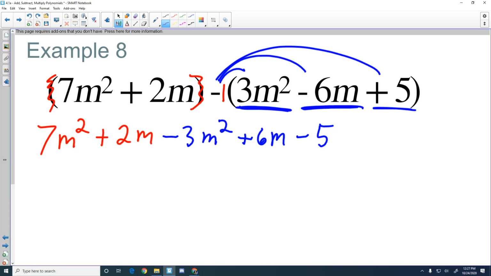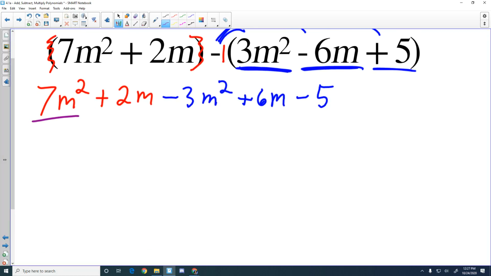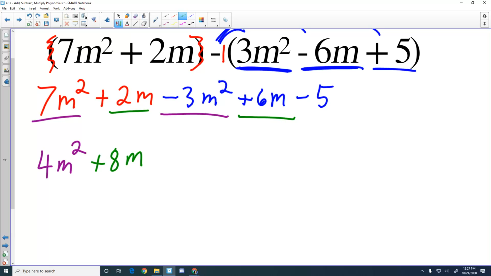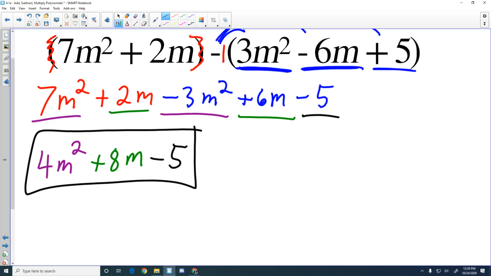Now we're just going to combine like terms like on that previous problem. So 7m squared minus 3m squared leaves us with 4m squareds. 2m plus 6m equals a positive 8m. And last, there's just a negative 5. There are no other constants. So negative 5 is our final term.